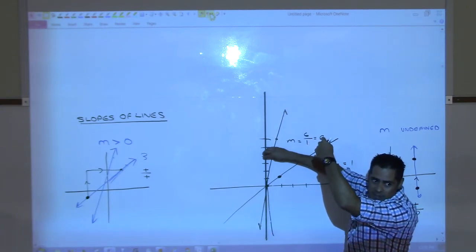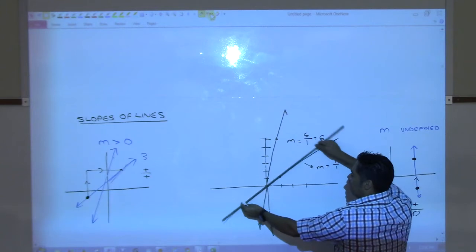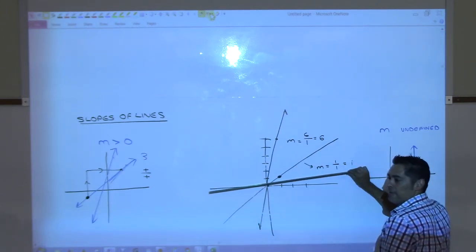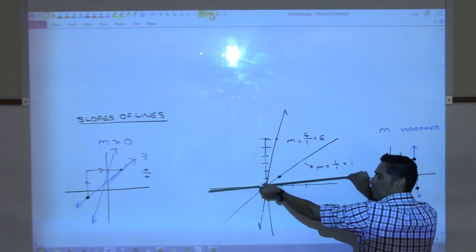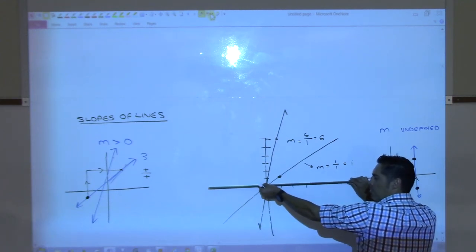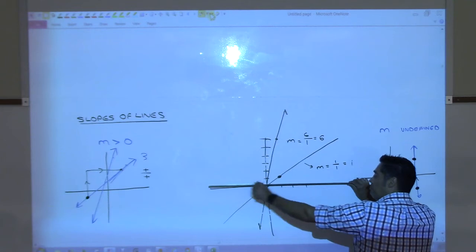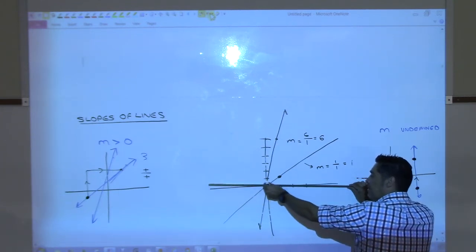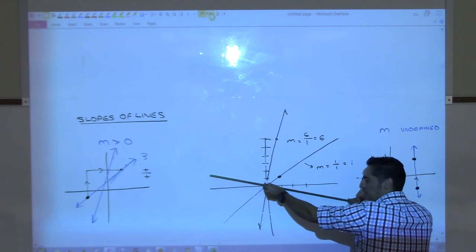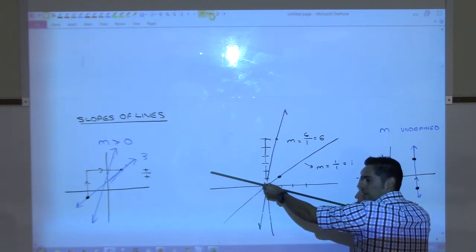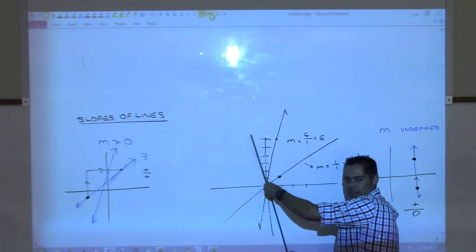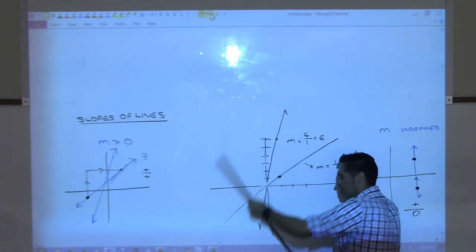Make sense? Now if we go this way, these numbers get smaller. So maybe like this, the slope is 1/2. Maybe it's 1/4, 1/10, 1/100th, 1/1000th. And eventually you get straight across, which is 0. And then as soon as you go past that, you start getting negative slopes: -1/2, -1, -2, -3, -4, -5, -6. Make sense? Okay.